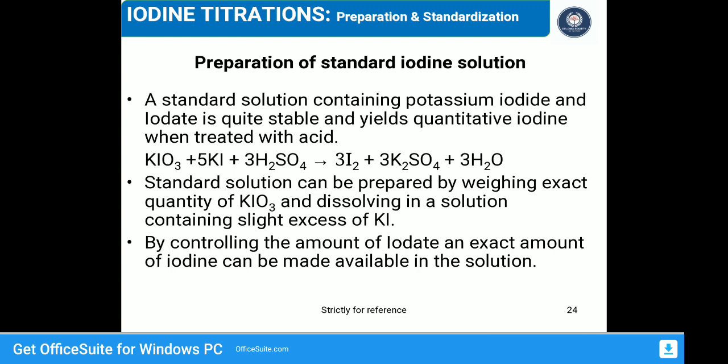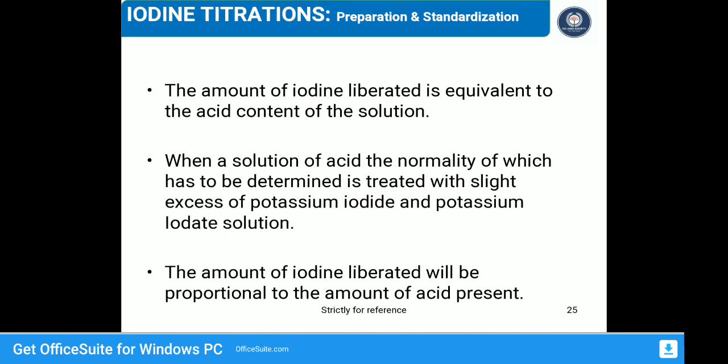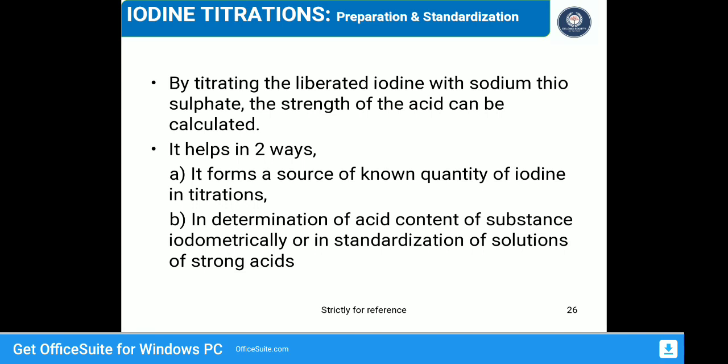Standard solution can be prepared by weighing an exact quantity of potassium iodate and dissolving it in a solution containing slight excess of potassium iodide. By controlling the amount of iodate, an exact amount of iodine can be made available in the solution. The amount of iodine liberated is equivalent to the acid content of the solution. When a solution of acid, the normality of which has to be determined, is treated with slight excess of potassium iodate and potassium iodide solution, the amount of iodine liberated will be proportional to the amount of acid present. By titrating the liberated iodine with sodium thiosulfate, the strength of the acid can be calculated.